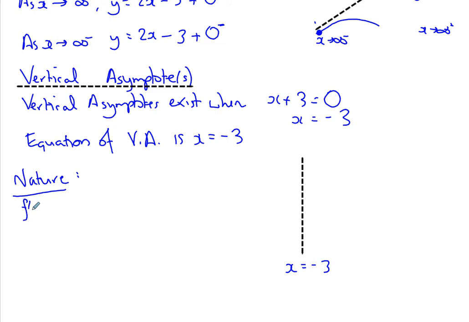Let's write down the function, it's been a while since we saw it. f of x equals (2x squared plus 3x minus 2) over (x plus 3).